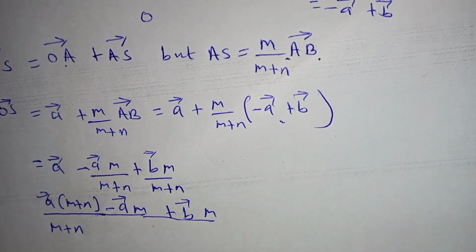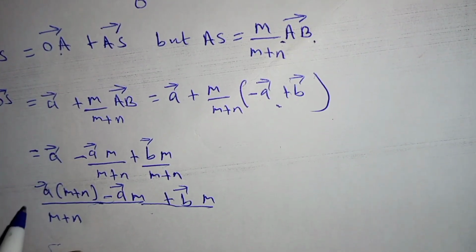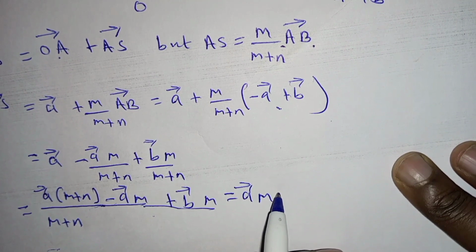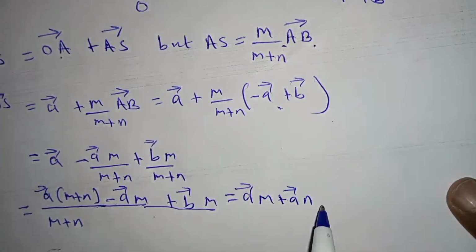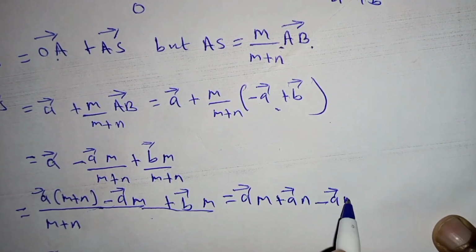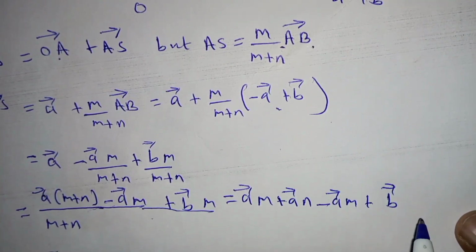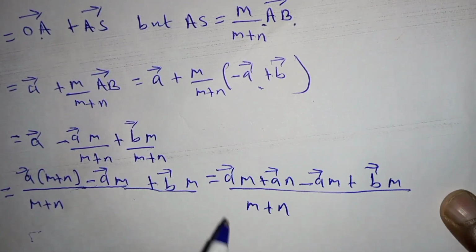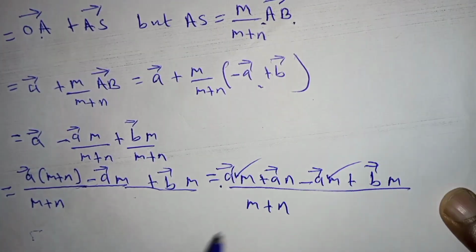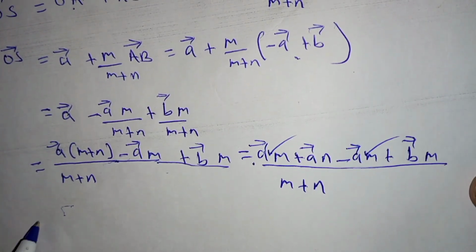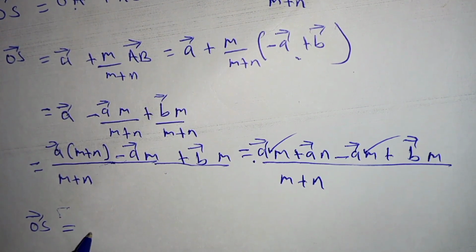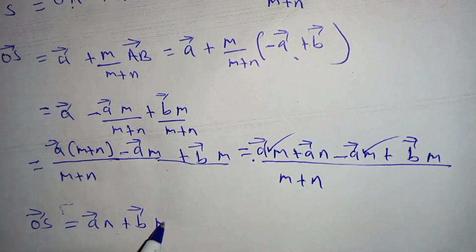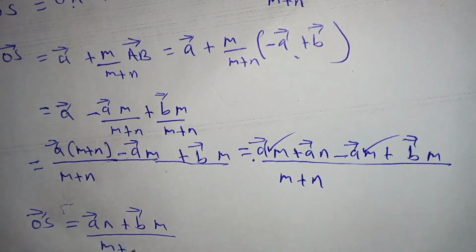Then here we continue. This is equal to, I can write them here because you have AM plus AN minus AM, plus BM, everything over m plus n. That way. So AM and AM will cancel, and this other one will reduce to 0, so that now our OS will be equal to AN plus BM, everything over m plus n.